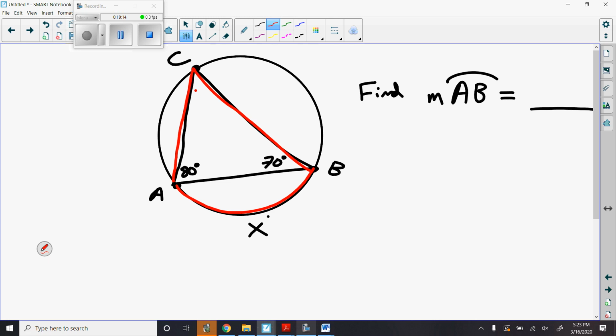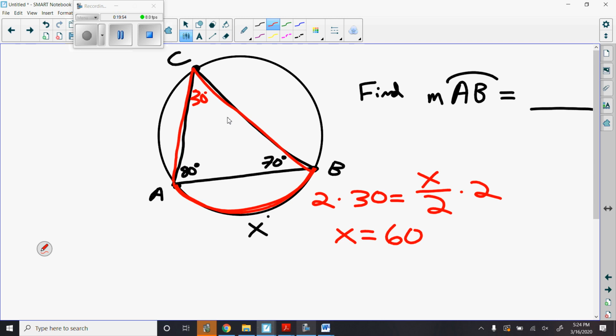Okay, so there's a couple of ways you can solve this problem. The way that was natural to me was I said, okay, hold on here. This is a triangle. These 3 angles have to add to 180. 70 plus 80 is 150. That means this angle right here is 30 degrees. Now I have the angle I care about to find this arc that I want. So I'm going to say angle equals bend over 2. Multiply the 2 over, and I get x equals 60. And I find the bend of arc AB to be 60 degrees.